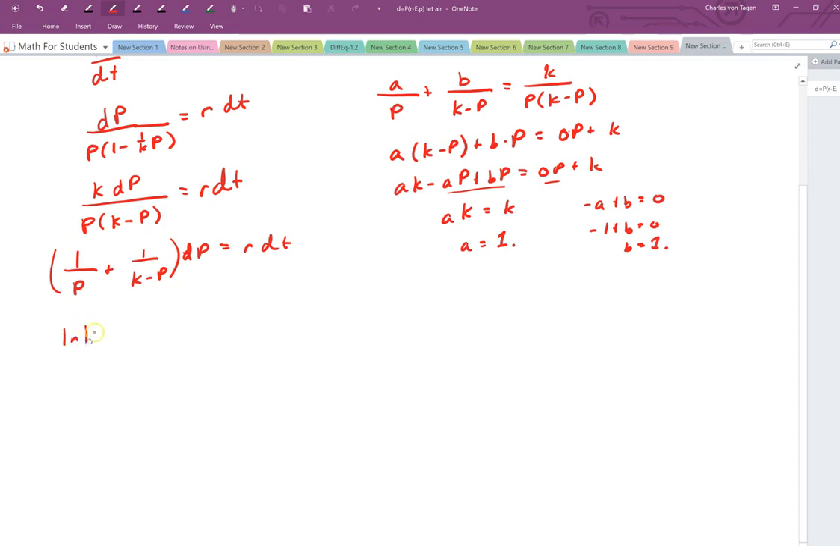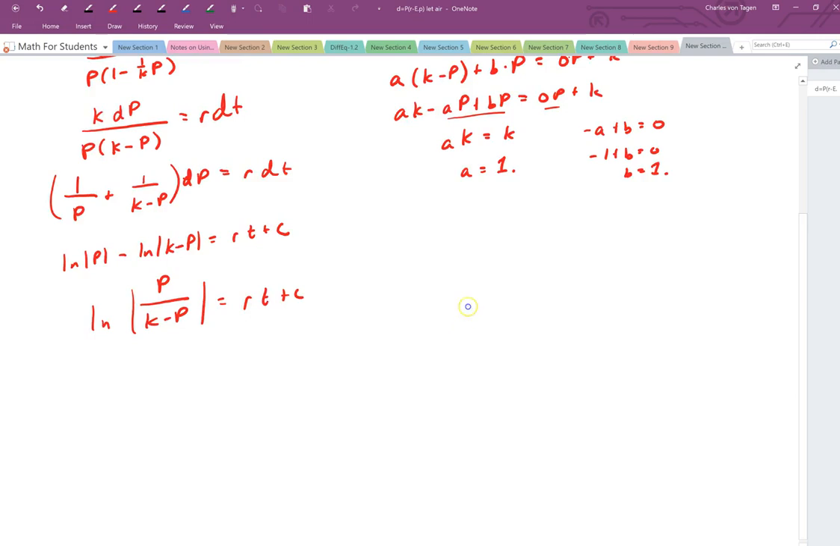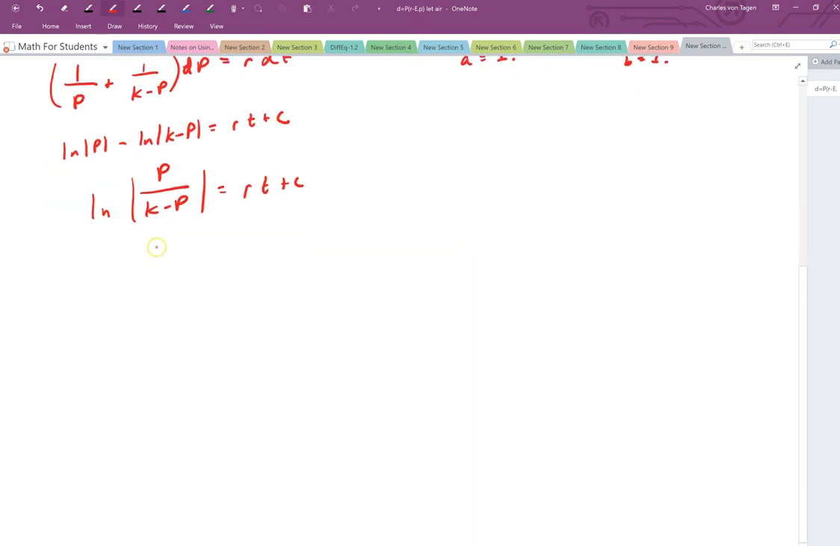Integrating both sides gives us the natural log of the absolute value of p minus the natural log of the absolute value of k minus p, where this minus sign comes from the u substitution, is equal to rt plus C. Cleaning things up, we can combine these two logarithms as p over k minus p for the argument, absolute value, natural log, is equal to rt plus C. Or raising both sides to the power of e, we get p over k minus p is equal to C e to the rt, using that trick of pulling out the constant.